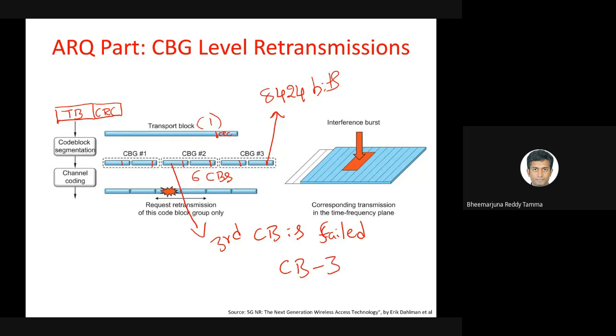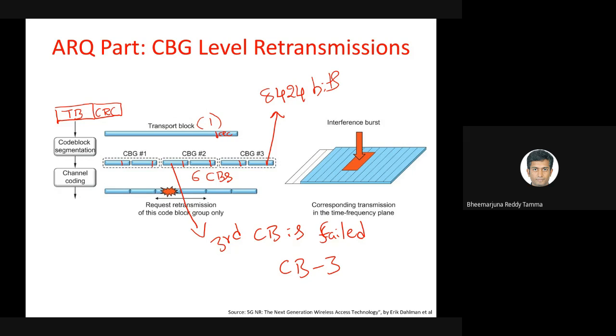But in practice, we may have even thousands of code blocks in the transmission. There's a lot of overhead in pinpointing one specific code block that got corrupted. To further reduce the signaling overhead, what has been done in 5G is that the code blocks are further aggregated into something called code block groups. In this example, 2 code blocks are combined together to form one code block group.